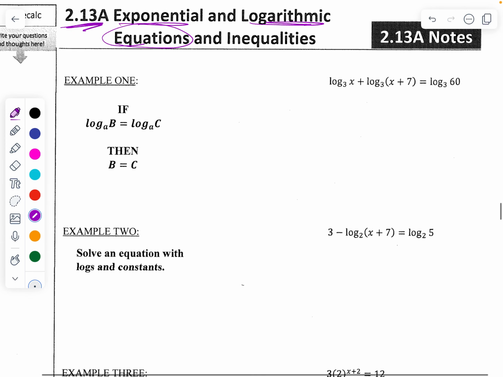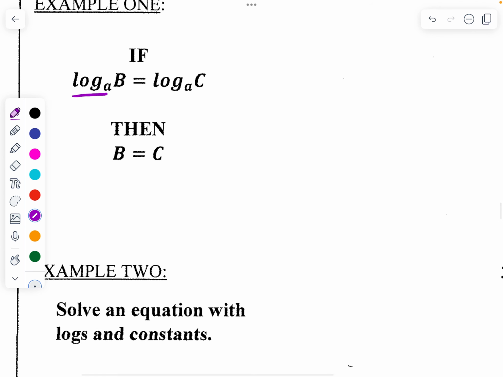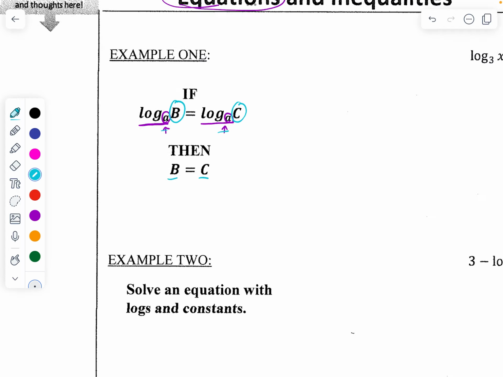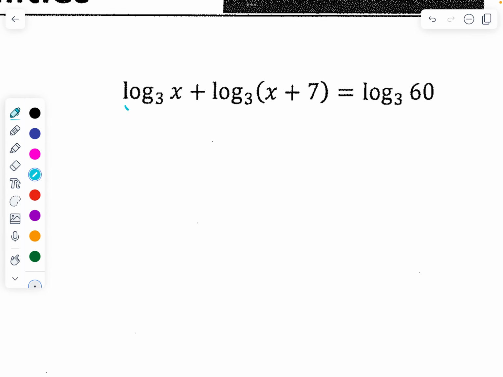So remember, if we're looking at example number 1, if we have a log of some base on both sides, if these bases agree, then we can say whatever b is must be the same as c because of those same bases. So let's look at this example. We notice here we both have log base 3, log base 3.